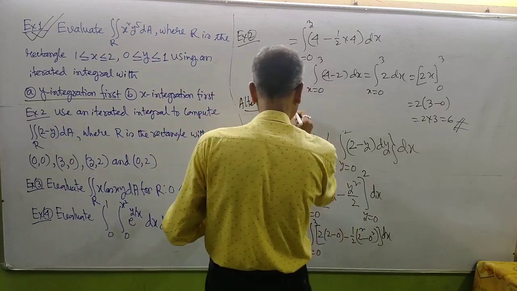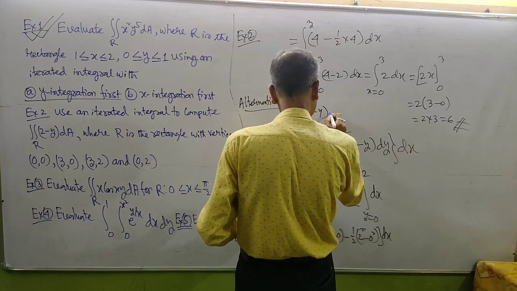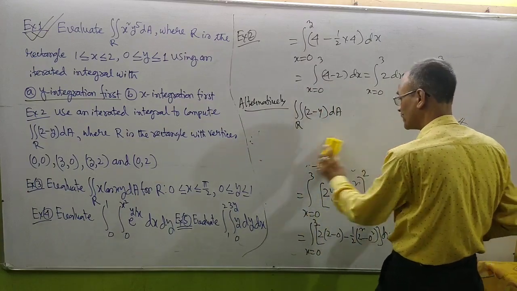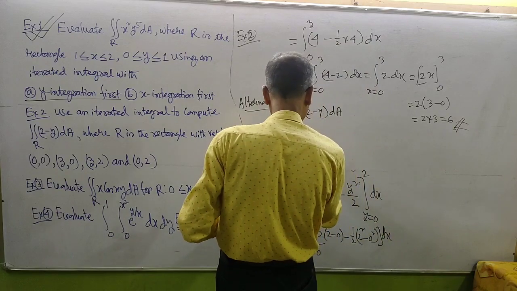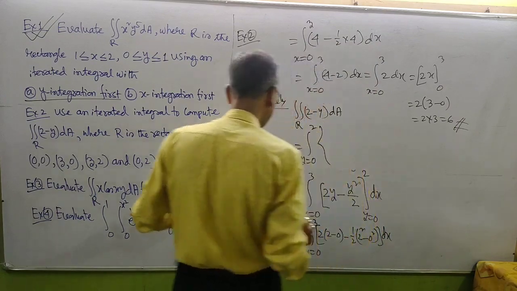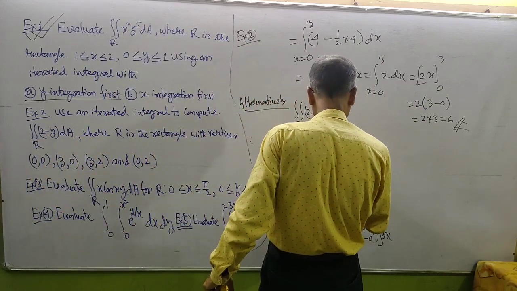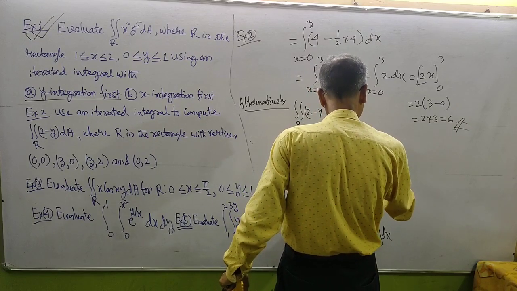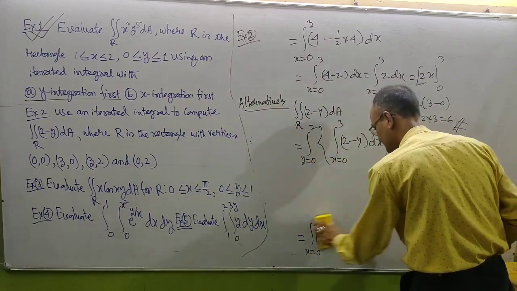Alternatively, by Fubini's theorem, 2 minus y is continuous. This should be continuous, number 1 and number 2. Y equal to 0 to 2, where A, B, C, D are constants, x equal to 0 to 3. The integrand is 2 minus y, dx, dy. 2 minus x.